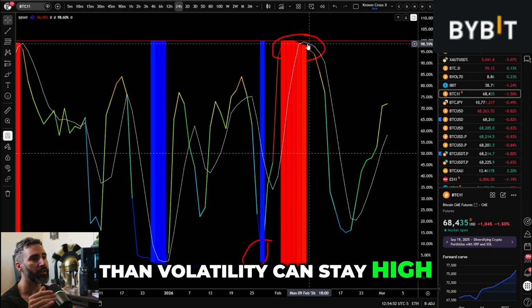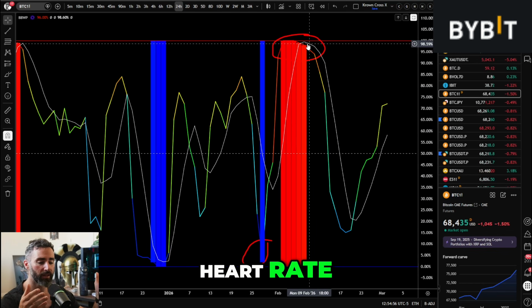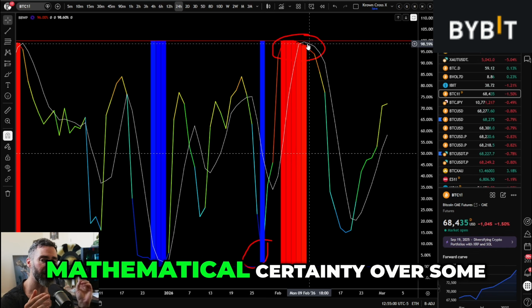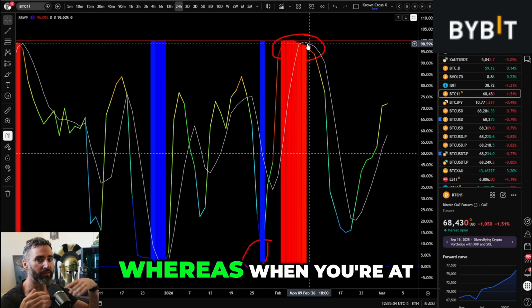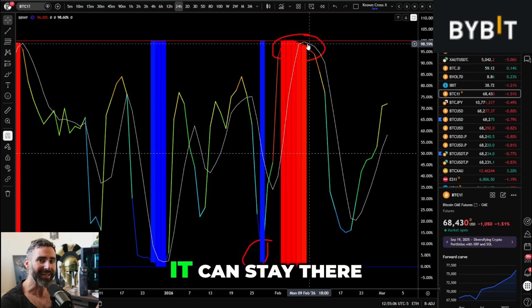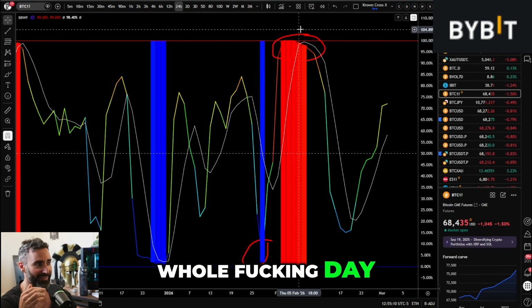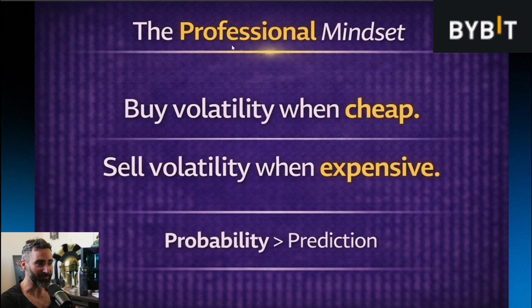You can think of volatility in the same way that you think of a heartbeat or your heart rate. When you do super intense exercise, what happens? Your heart rate goes up. But it is a mathematical certainty that over some amount of time, that heart rate must come down. Whereas when you're at a resting heart rate, it can stay there for most of the day. And for some sedentary people, it stays there the whole day, right? But that is the general idea here.